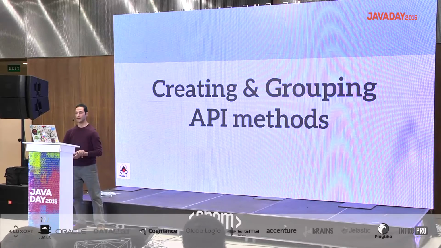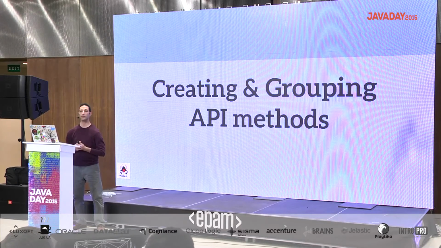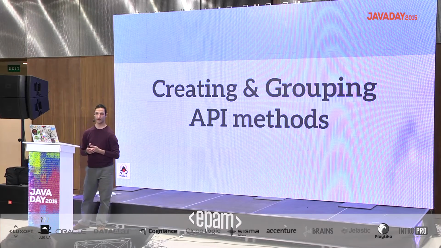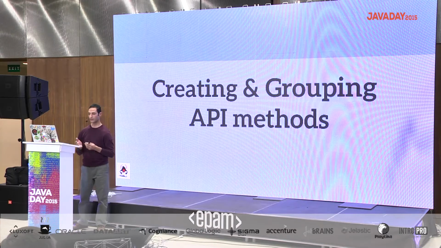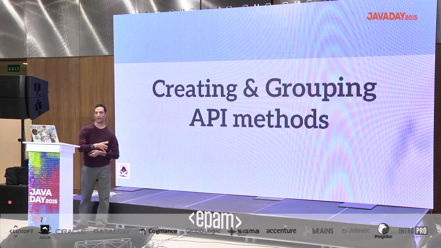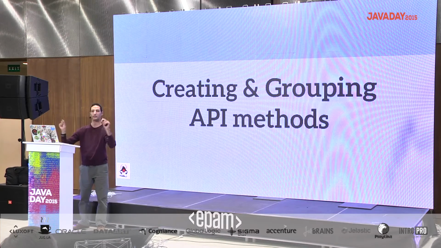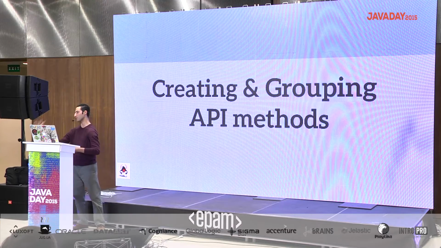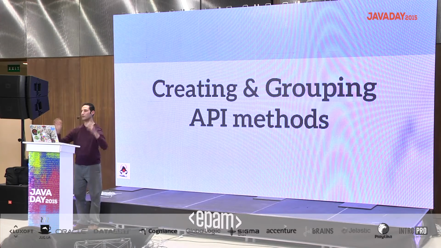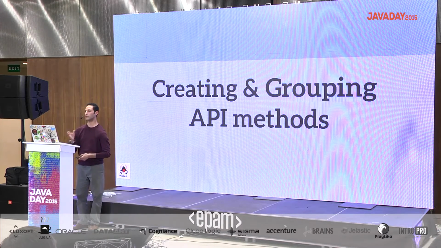Okay, now we need to create and group our API methods. As we have our participants and activities, we need to group them in some sort of formal, final action. So the customer would like to retrieve an order. So what is the term of the URL? This is the first draft of the URL. So we need to map it to the HTTP methods.